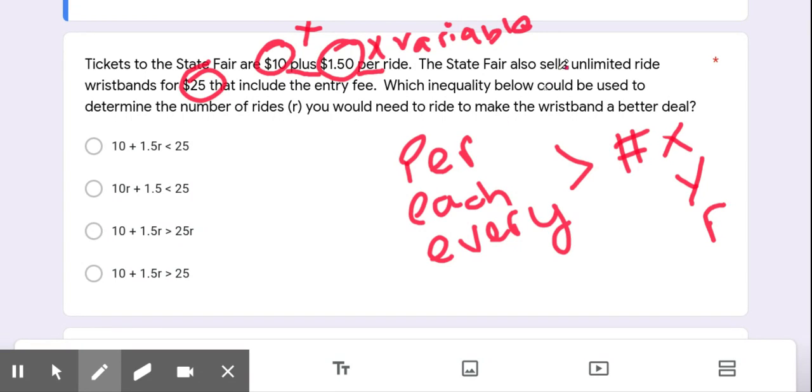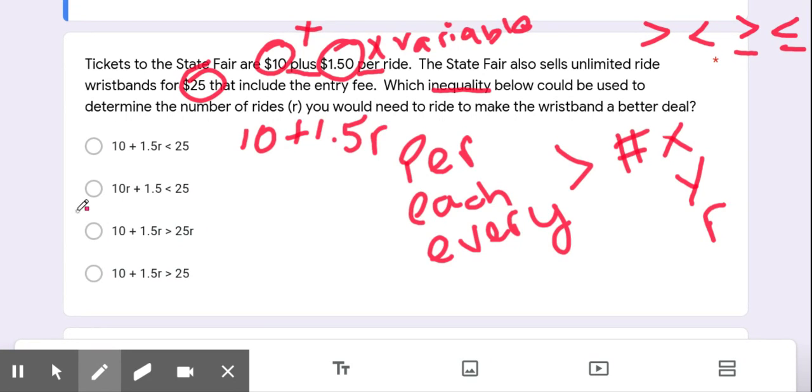The state fair also sells unlimited ride wristbands for $25 that include the entry fee. Which inequality below could be used to determine the number of rides you would need to ride to make the wristband a better deal? An inequality means it's going to have less than, greater than, less than or equal to, or greater than or equal to. So the first thing I need to know is, if I just buy tickets and pay per ride, it's going to be $10 plus $150 for every ride. So that means I'm going to have 10 plus 1.5 for every ride.